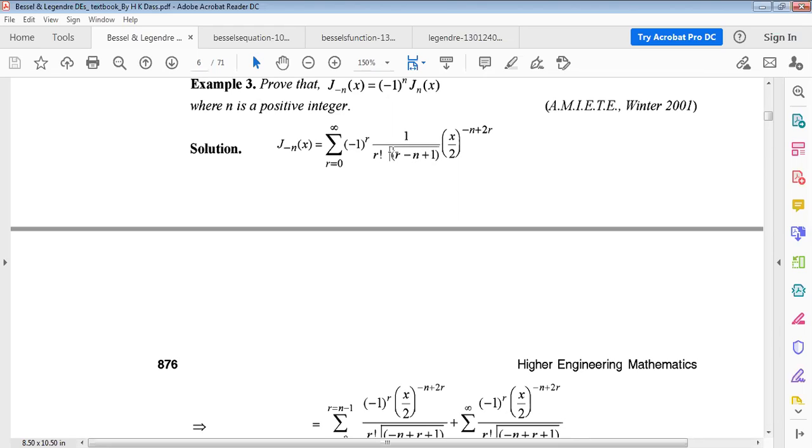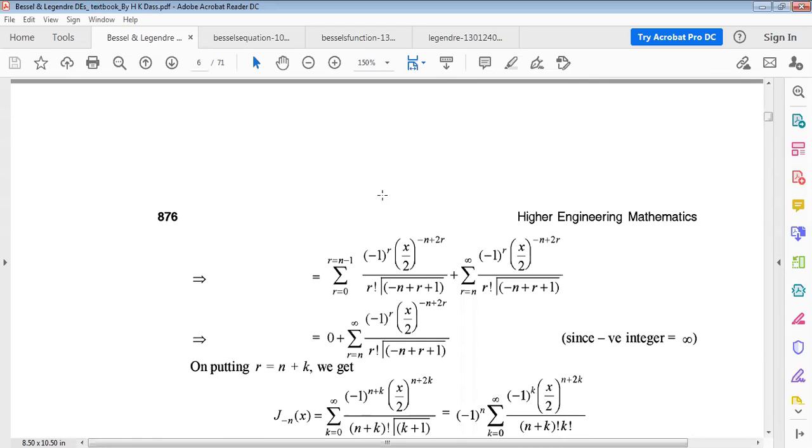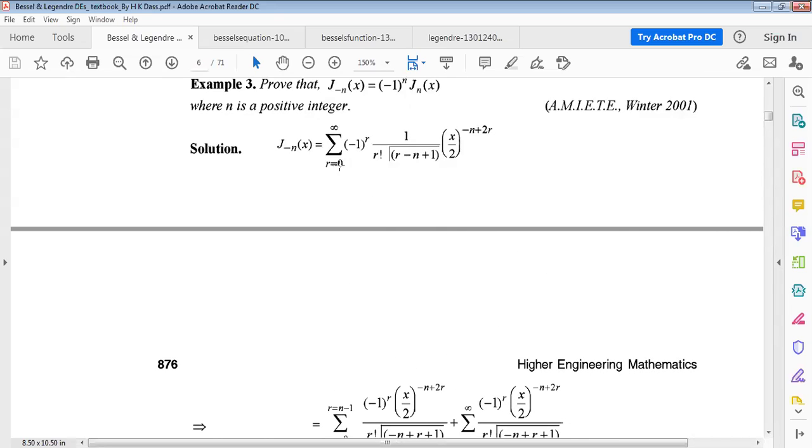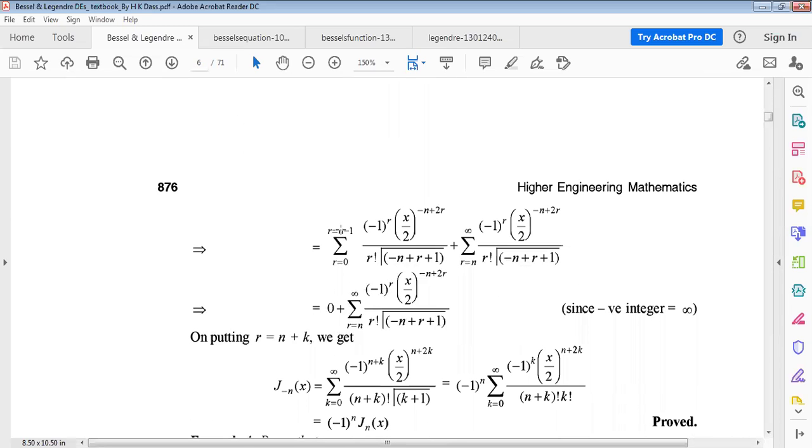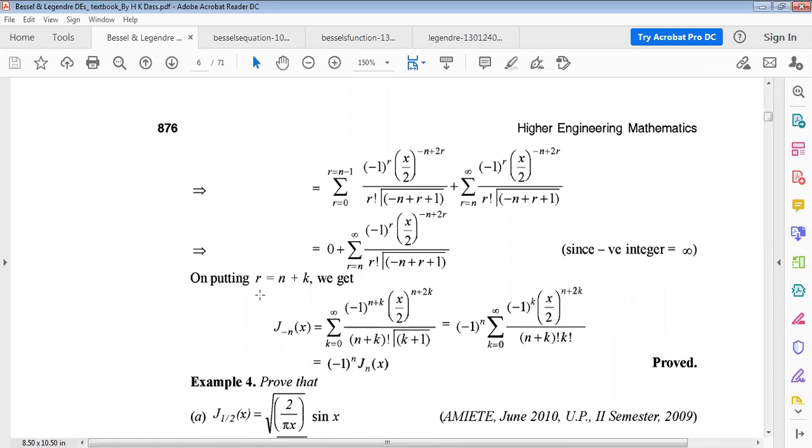R minus n plus 1 gamma. This is the gamma function. Remember it. So this can be written as r equals 0 to n minus 1, then r equals n to infinity. For n minus 1 odd, since the gamma of a negative integer equals infinity, this whole term will be 0. So this will exist. Now on putting r equals n plus k in this expression, we get this. And this is equal to x. This is actually the Bessel function.